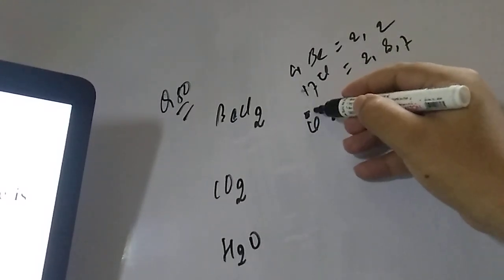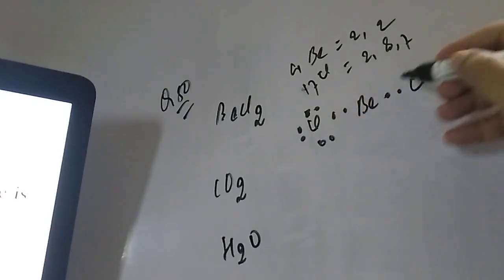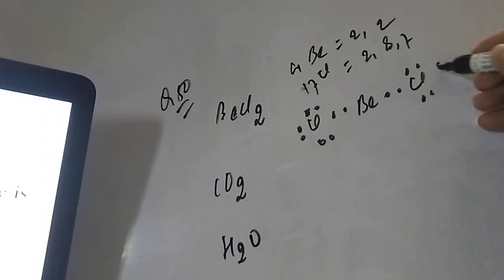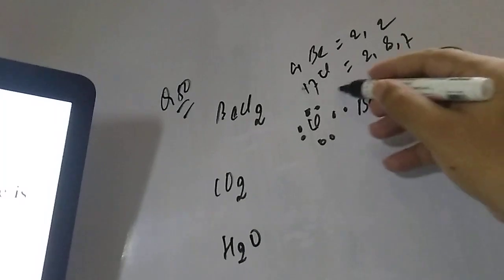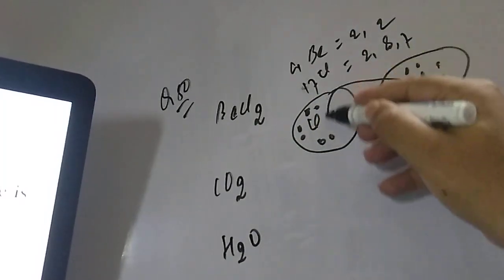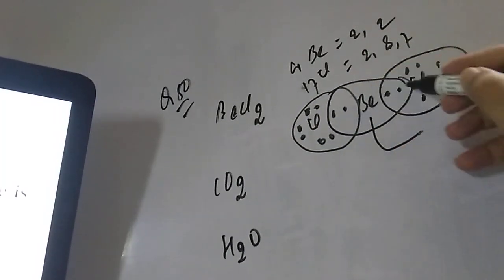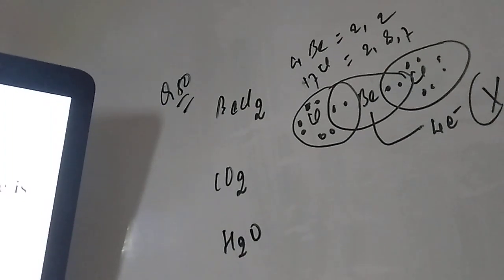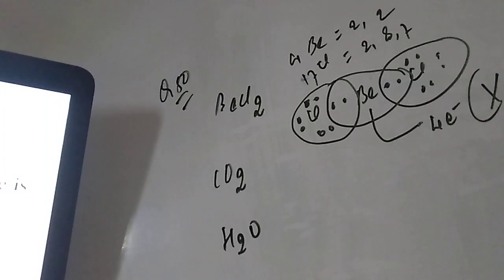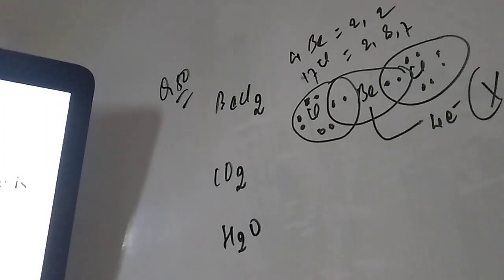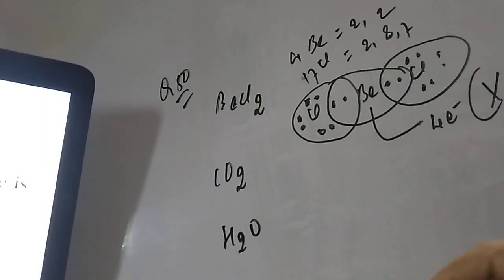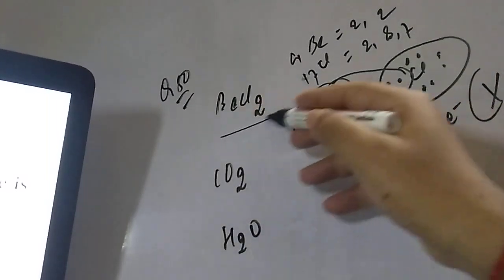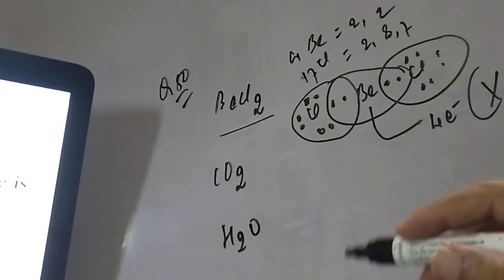If you talk about beryllium, how many valence electrons? Chlorine is completing the octet, but beryllium has a maximum of 4 electrons. They are asking which covalent molecule is an exception to the octet rule. So the correct option is the first option, BeCl2, because only 4 electrons are there.